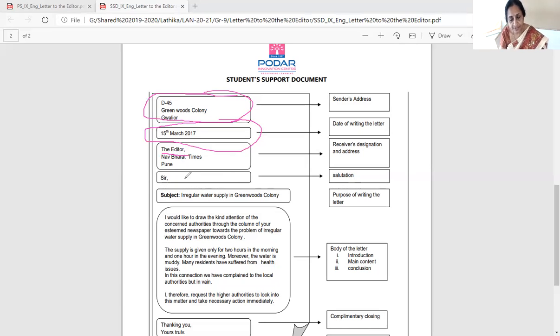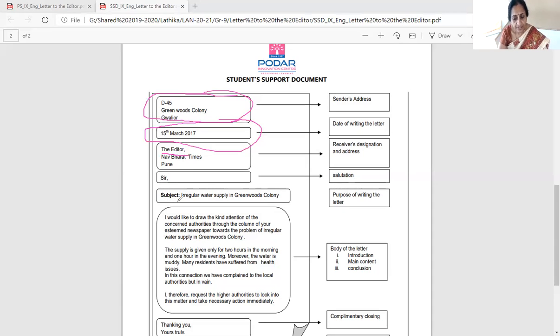Now after that you will write sir. Dear sir is not needed. If you want, you can put respected sir if it is for the principal. Now after you write sir, you have to leave a line and then write the subject of this letter. What is the topic that you want to write about in this letter? So that needs to be written next.